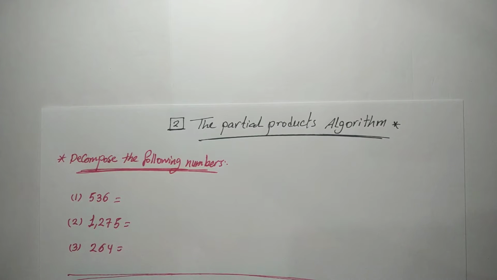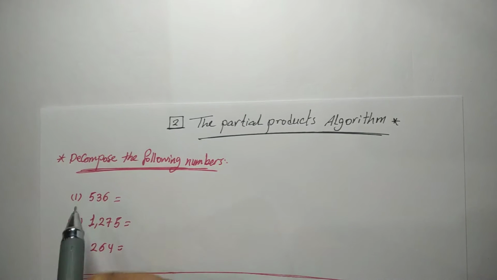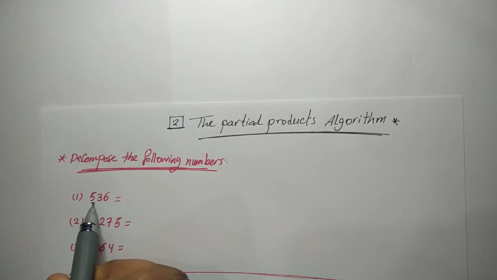The second algorithm is the partial product algorithm. Before we get to this strategy, we will solve an example from Unit 1. Decompose the following numbers. 536. Decompose it like this.